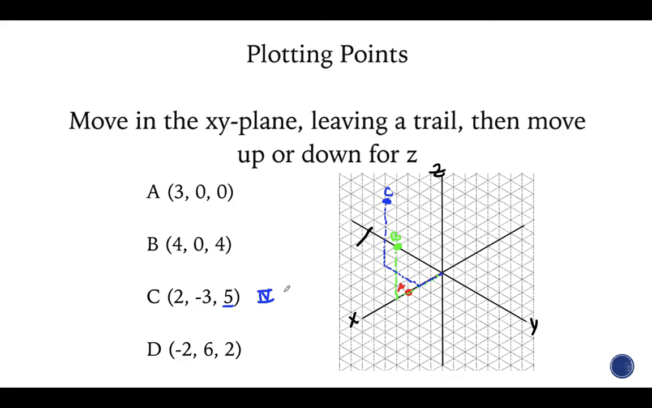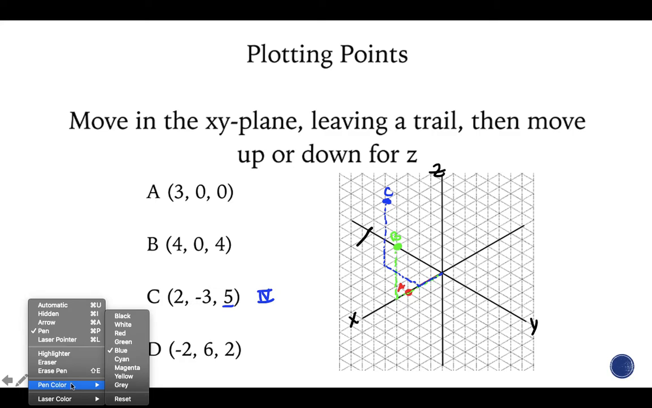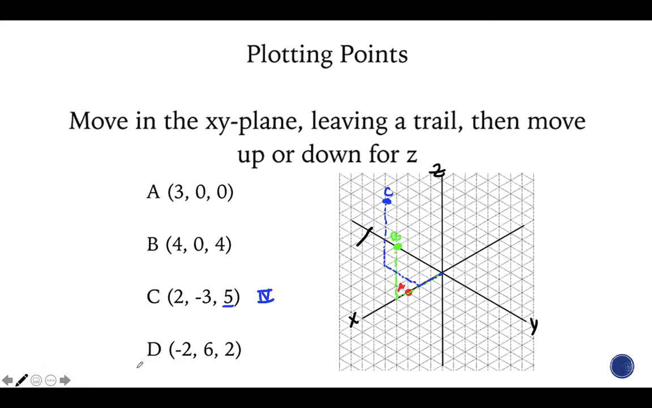Okay, now let's switch over to another color and plot our fourth and final point. We'll go with magenta. It's an exciting color, right? So -2 on the x-axis. I'm 6 on the y-axis. So 1, 2, 3, 4, 5, and 6. All right, so I'm right on the edge of my graph paper.